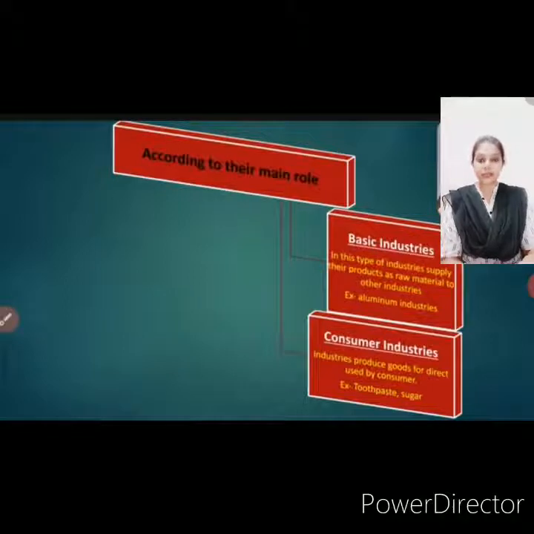And the second one is known as the consumer industries, that produce goods for direct use by consumers, like sugar, toothpaste, paper, sewing machines, fans, etc.